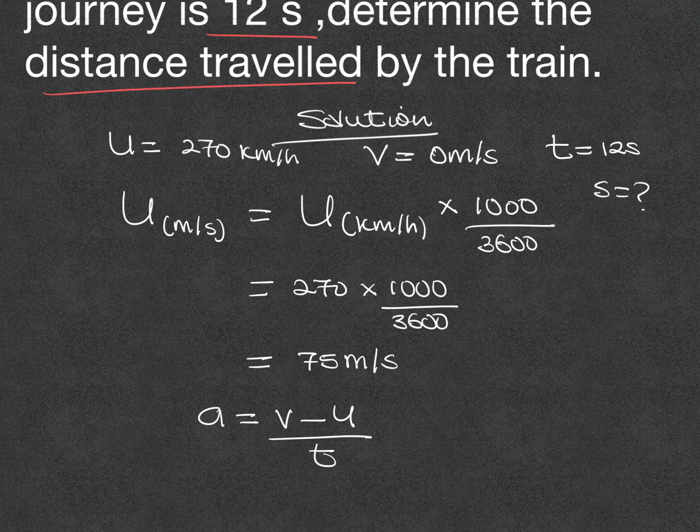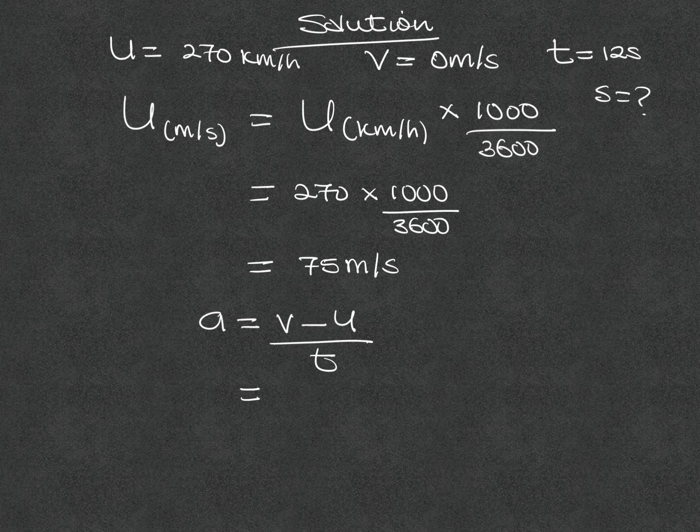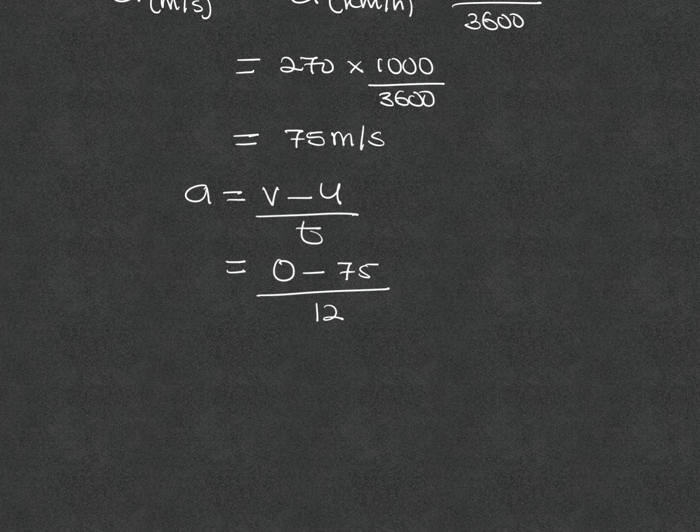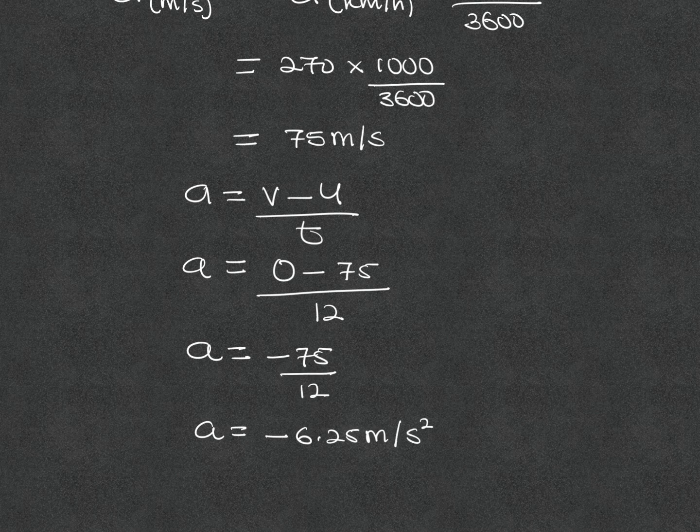Okay, I know that acceleration is equal to the final velocity minus the initial velocity divided by the time. So the final velocity is 0 because the body comes to rest, minus the initial velocity is 75 meters per second, divided by the time is 12 seconds. So therefore the acceleration is minus 75 divided by 12. So acceleration will be minus 6.25 meters per second squared. So which means the body was actually decelerating.